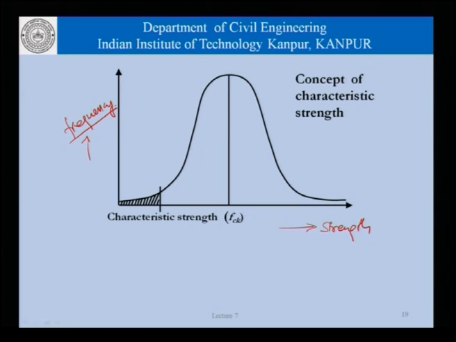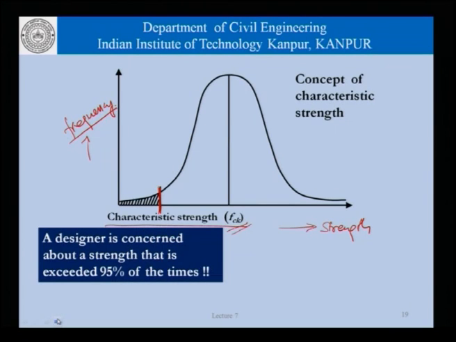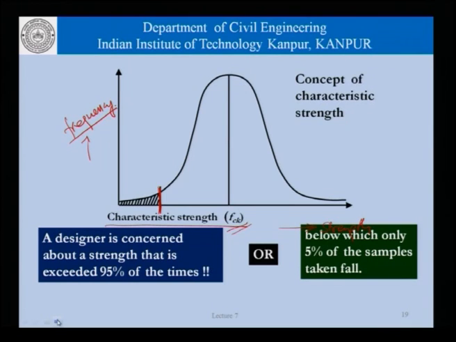So if we plot a given variation of concrete strength, then characteristic strength fck, that is the normal symbol that designers and concrete engineers use to address characteristic strength, is a strength which is somewhere here. Now, what is special about this particular value? A designer is concerned about a strength that is exceeded 95% of the times or below which only 5% of the samples taken fall. What we are saying is the following.